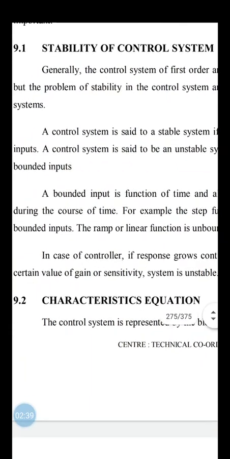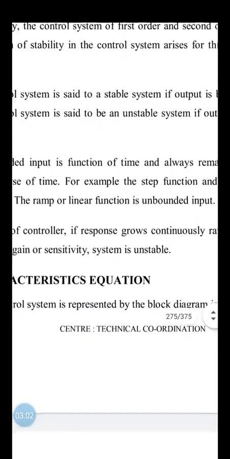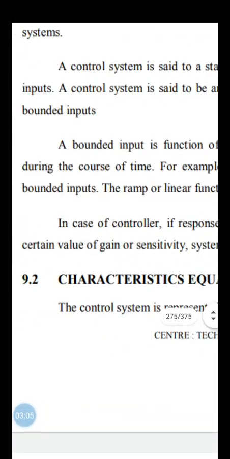A bounded input is a function of time that always remains within certain limits during the course of time. For example, the step function and sinusoidal function are bounded inputs because they remain within a certain limit, whereas a ramp or linear function is called an unbounded input. Have you understood? So first of all, the input should be bounded for a stable system. If the input is unbounded, the system can never be a stable system.